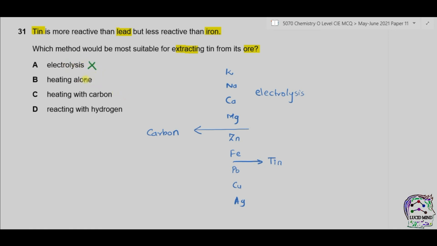Electrolysis is not needed. Heating alone is only true for silver oxide, which can be decomposed upon heating. Part C is heating with carbon, this is true, as tin is below carbon. Part D is reacting with hydrogen. This is wrong because the position of hydrogen comes between lead and copper. So elements below copper can be reduced by hydrogen. Correct answer is part C.